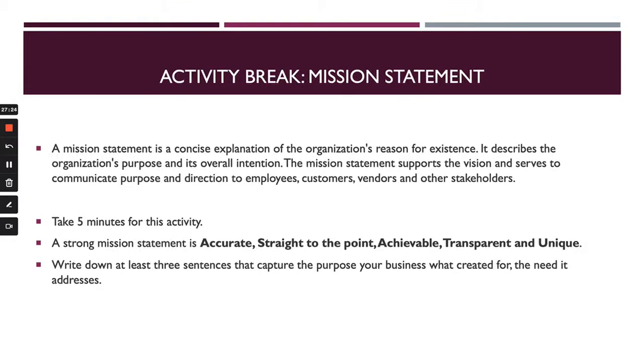So we're going to do another activity. A mission statement is a concise explanation of the organization's reason for existence. It describes the organization's purpose and its overall intention.